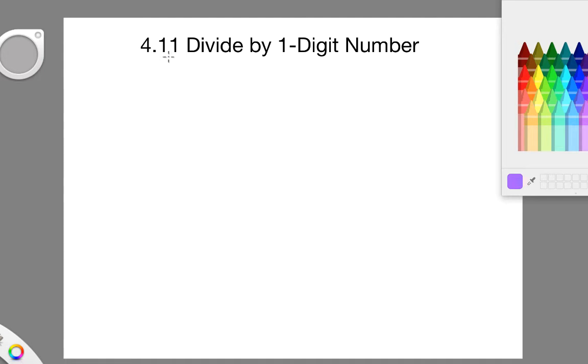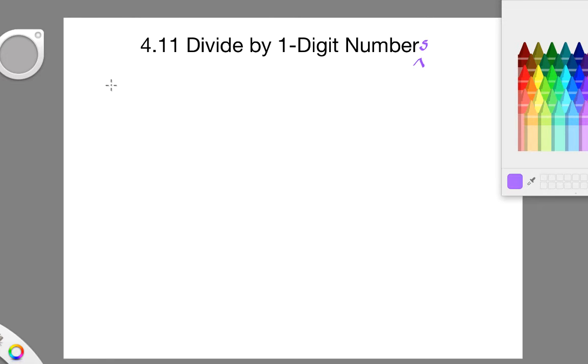Okay, 4.11. Divide by one-digit numbers. Numbers should have an S there, Mr. Armstrong. Divide by one-digit numbers. Yes. Okay, so this is basically your standard long division.